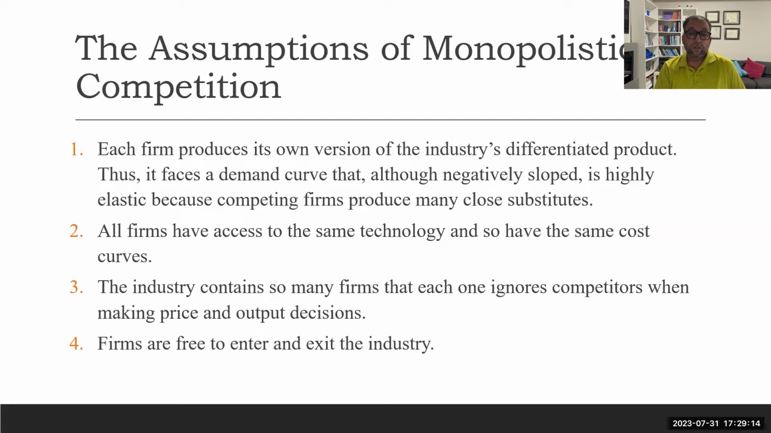All firms have access to the same technology, so they have the same cost curves. So we are assuming that the costs are also the same. The industry contains so many firms that each one ignores competitors when making price and output decisions. So that's again many firms, like perfect competition. Firms are free to enter and exit. So these are the four basic assumptions.